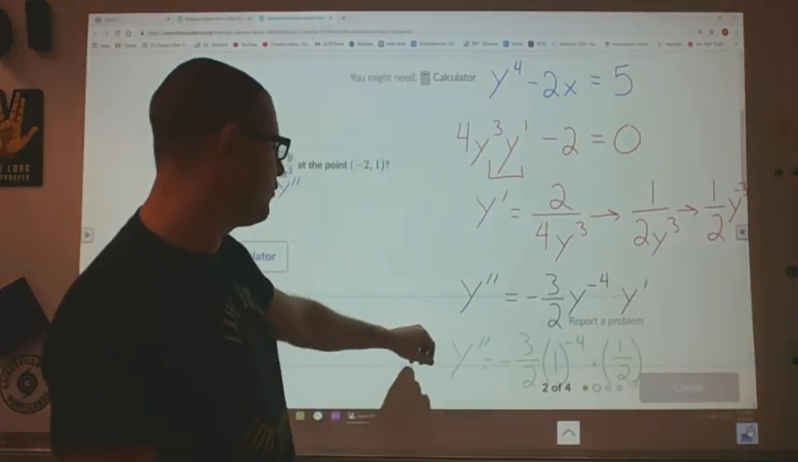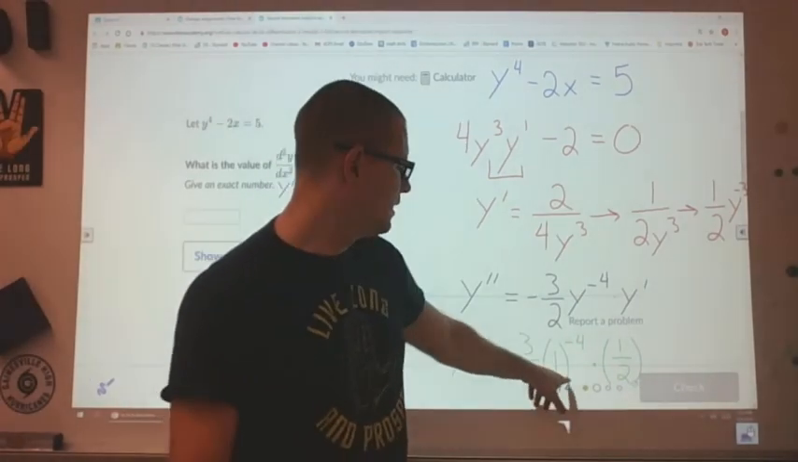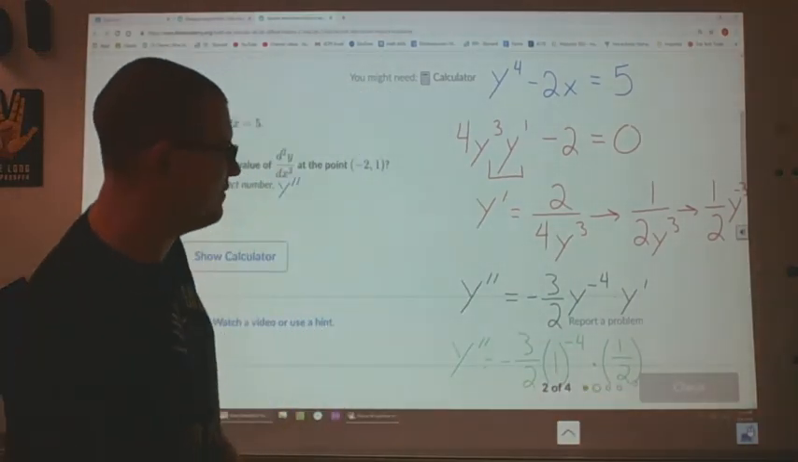Now I can find the value of y double prime. It's negative 3 halves times 1/2. That's going to be negative 3/4.